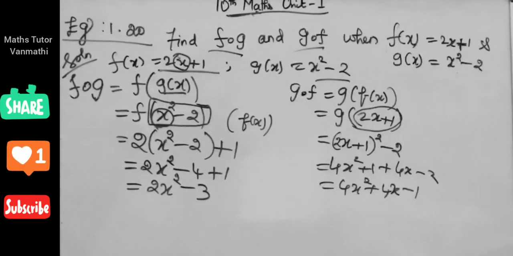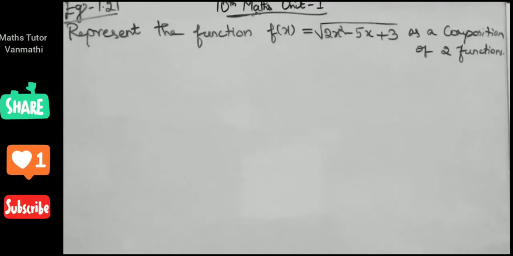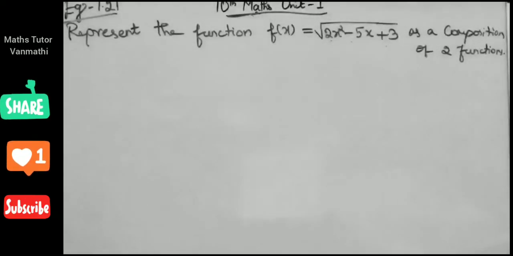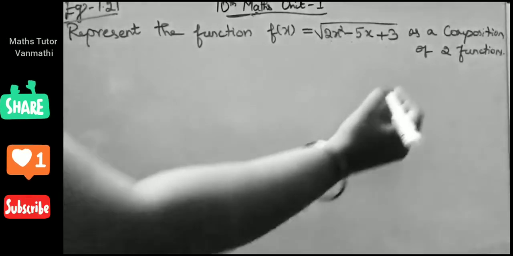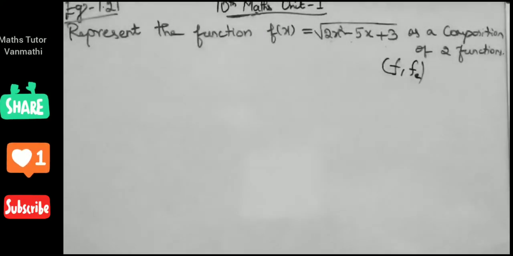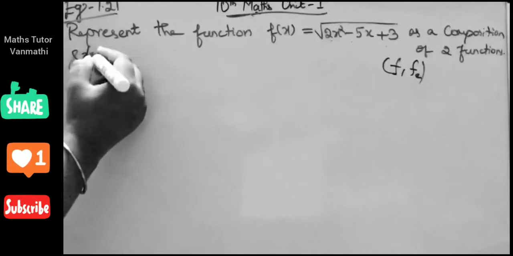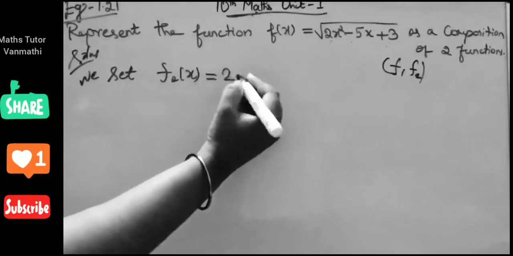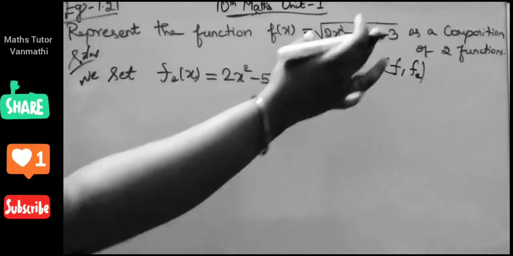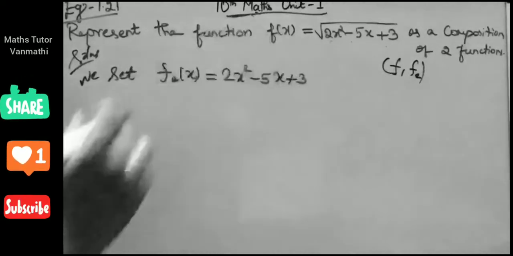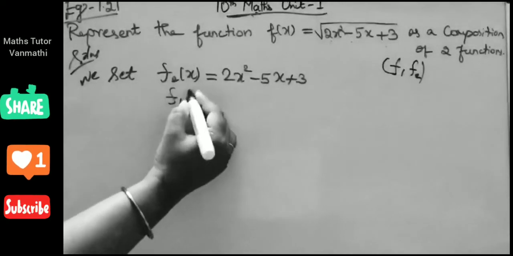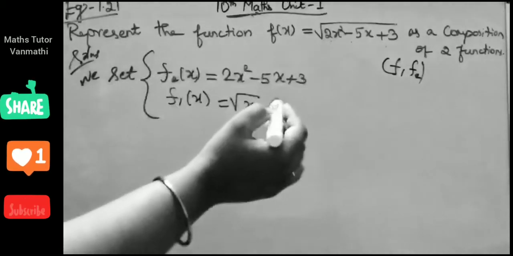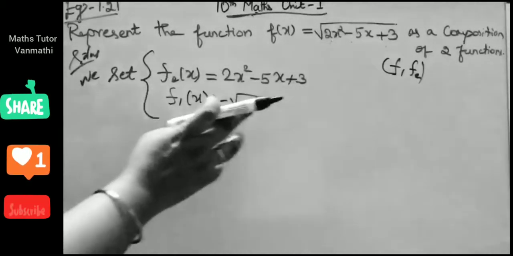Next we can go on to the next example. This is your example 1.21. Represent the function f of x equal to root of 2x square minus 5x plus 3 as the composition of two functions. The composition of two functions is nothing but f1 of f2. Like this we are going to represent this function. Now we set f2 of x as 2x square minus 5x plus 3, that is, without the root. And f1 of x as root x. Clear? We are setting both these values. First, f2 of x is nothing but your function without the root. And next, f1 of x is your root x.